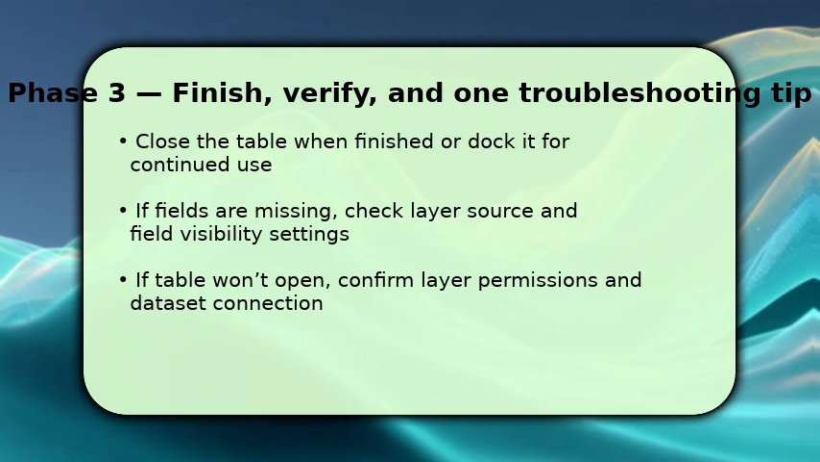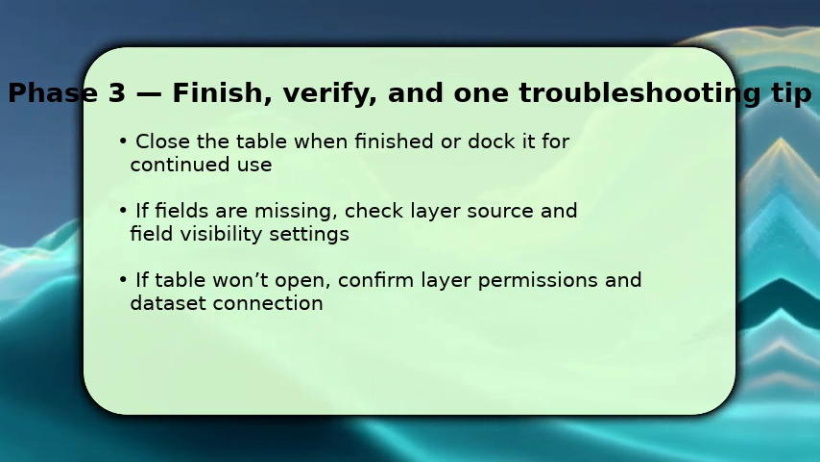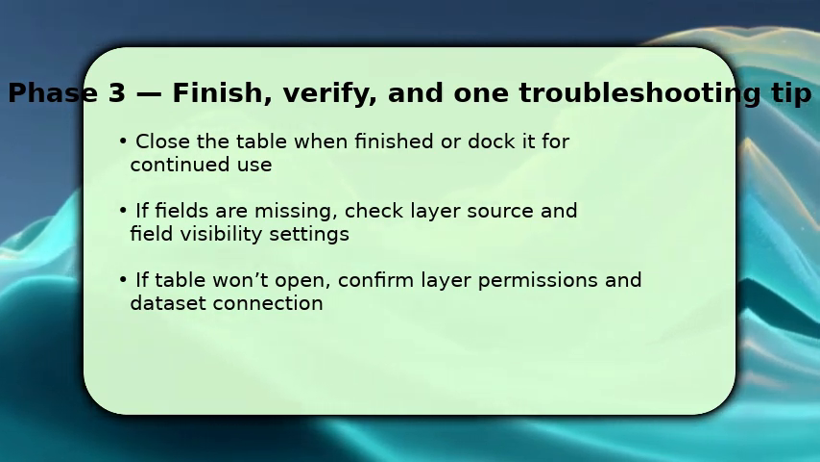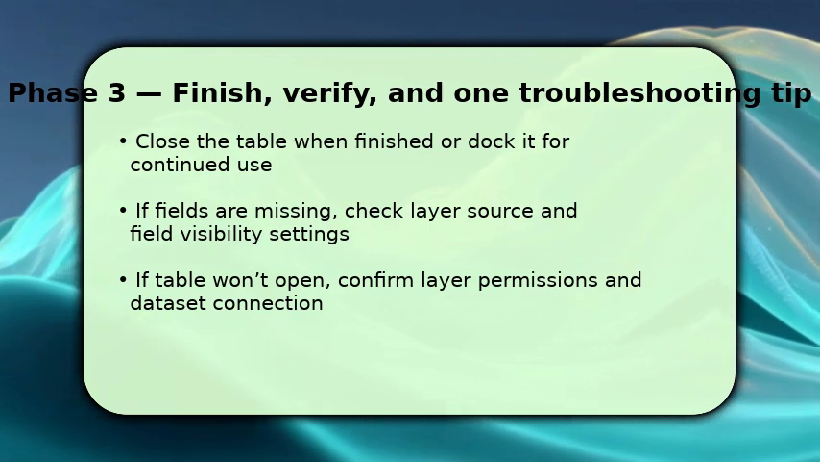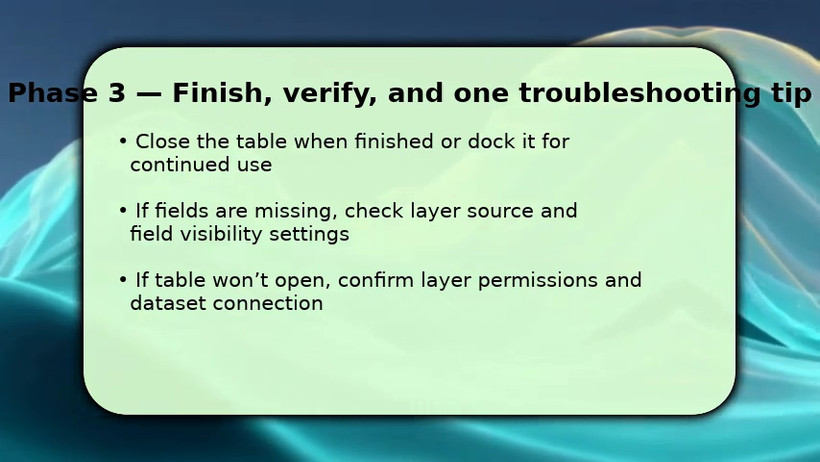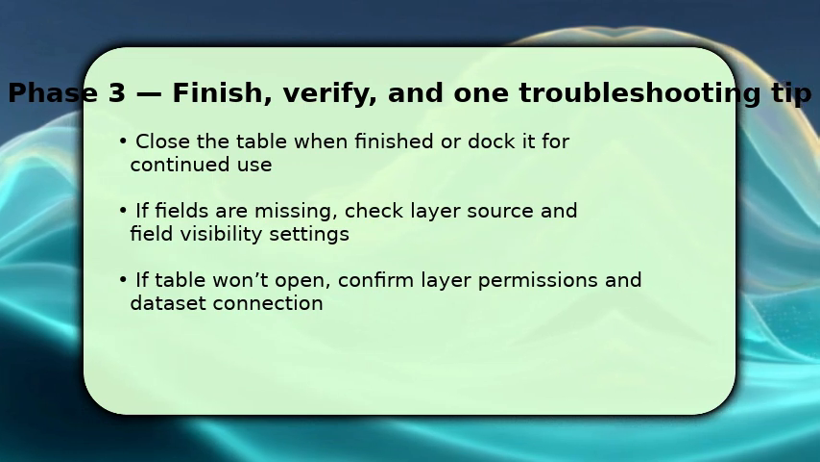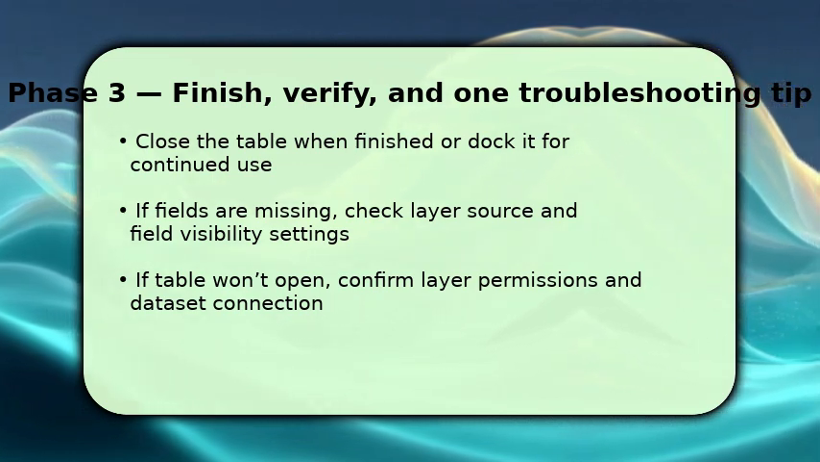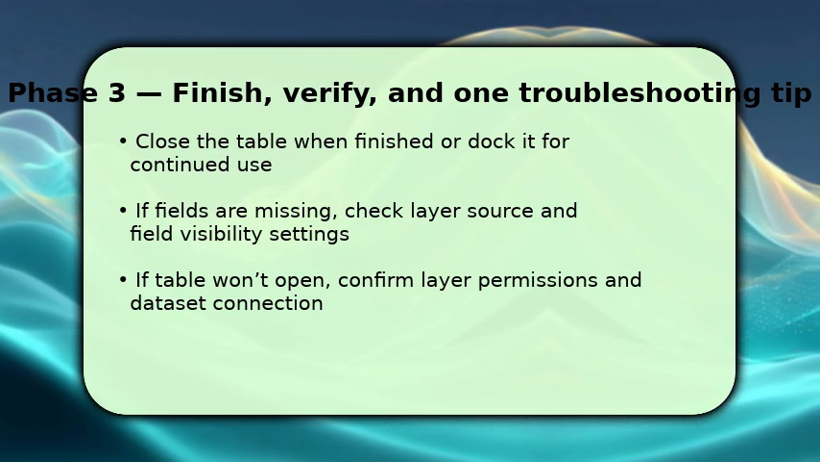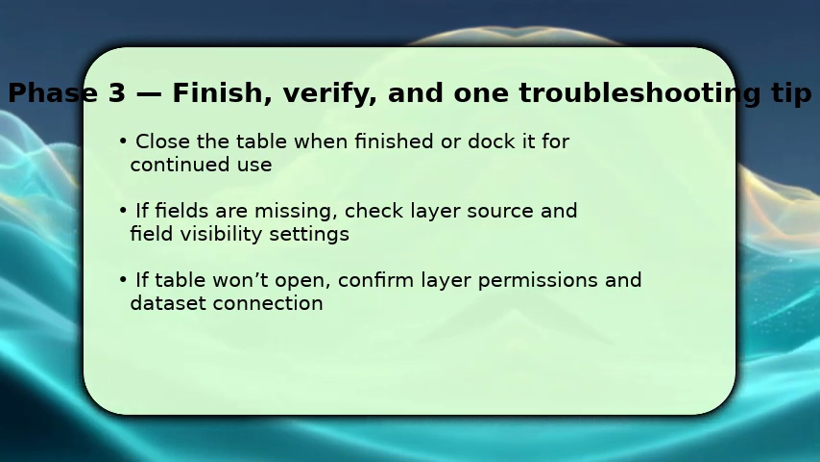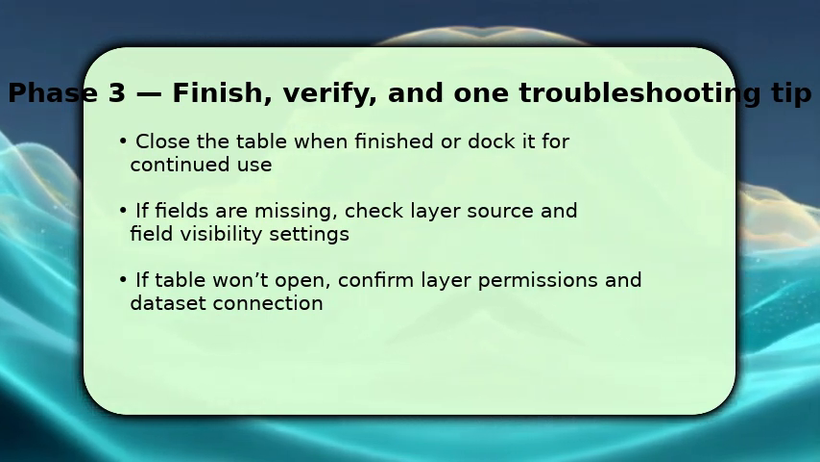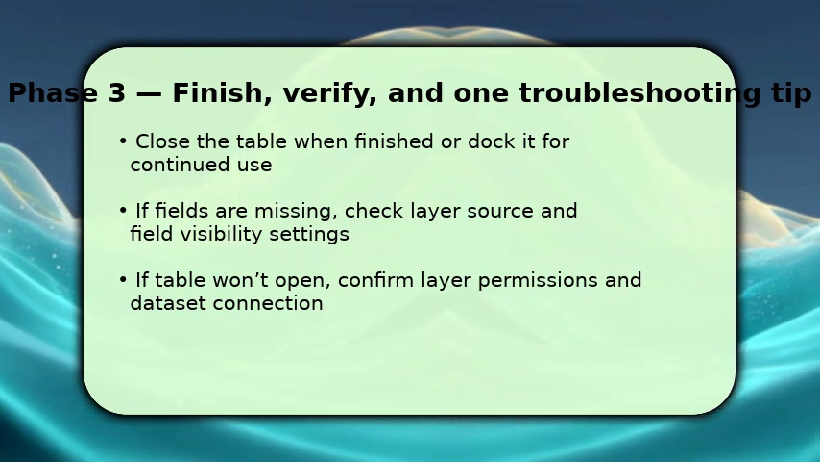If expected fields don't appear, check the layer's source and field visibility. Sometimes fields are hidden or the layer references a different dataset. If the table fails to open, make sure you have read access to the data and that the underlying data connection is valid. Reconnect or repair the data source if needed. One quick troubleshooting tip: toggle the Contents pane and retry the context menu.